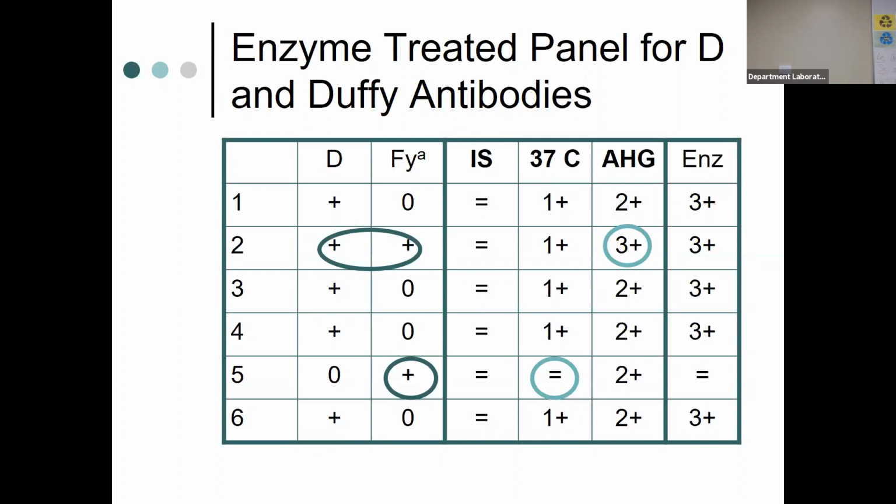Okay. Why is panel cell 2 giving us a 3+ reaction at AHG when all the other ones gave us a 2+? Both antigens are present on this cell. The patient has antibodies to both of these antigens. So that's why we have a stronger reaction, right? Not only is anti-D binding to the cell, but also the patient's anti-Duffy A is binding to the cells, giving us a stronger agglutination in the patient's plasma. All right, does everybody see that? So that's an example of where you have multiple antibodies causing a stronger reaction.